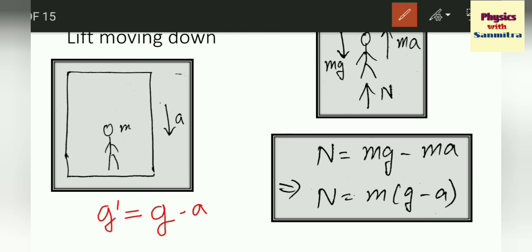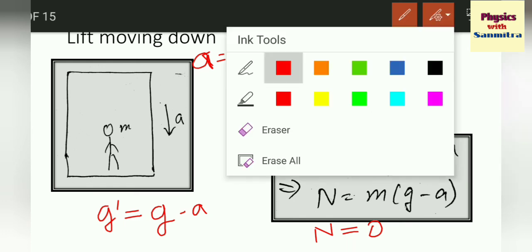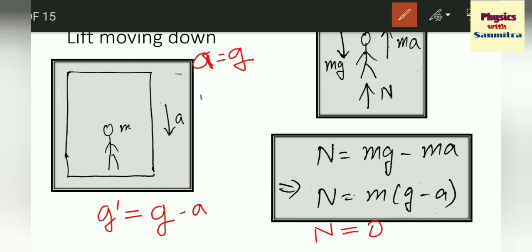Now what happens if g is equal to a, or when a is equal to g? That time normal reaction becomes 0. So you will start feeling weightless inside the lift. You will suddenly feel, what is happening? Why am I losing contact with the ground? So you will lose contact with the ground, and that situation is called free fall. So you are falling freely.